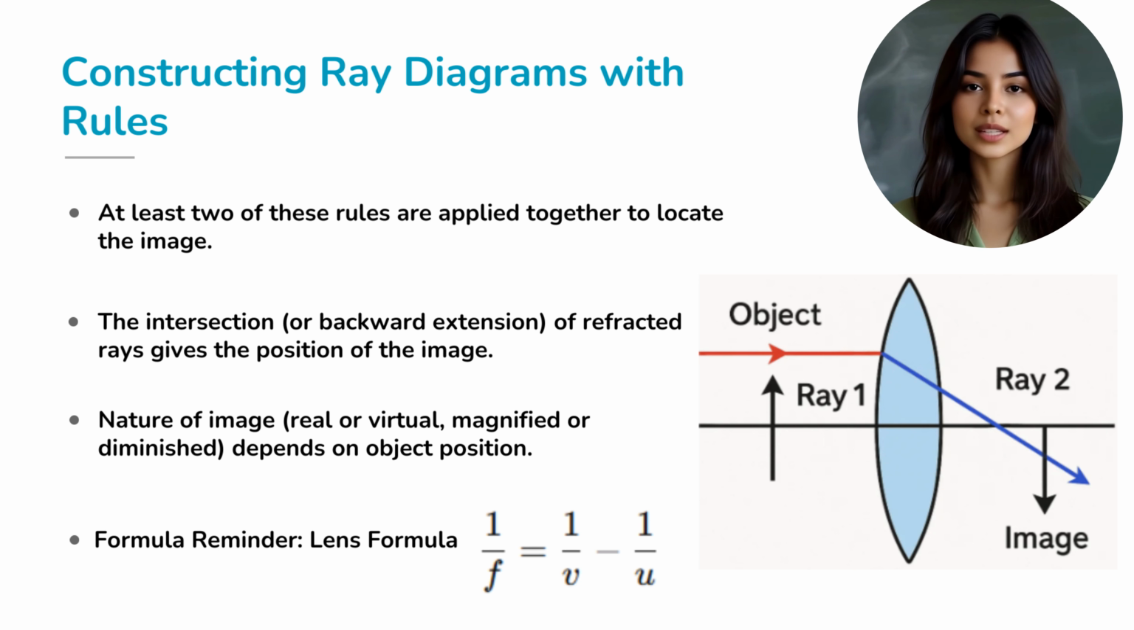And for real-life connections, ray diagrams explain why cameras focus differently for near and far objects, why projectors can enlarge tiny slides into big screen images, and even why your spectacles correct your vision. So the next time you draw two rays and find an image, remember, you're doing the exact same physics that powers microscopes, telescopes, and even your smartphone camera.